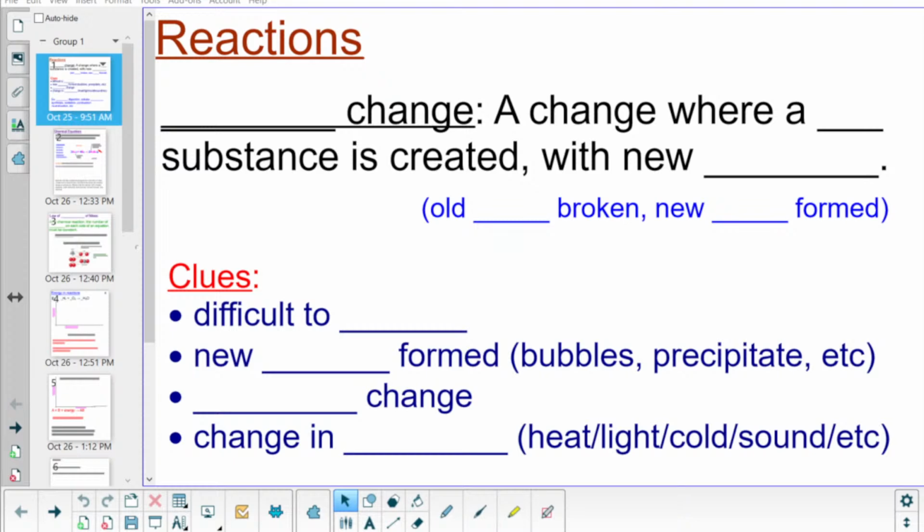Okay, this is a bit of review from last year. So I'm going to ask you to tell me what these are. Milan, what kind of change do you have where you get a new substance created?